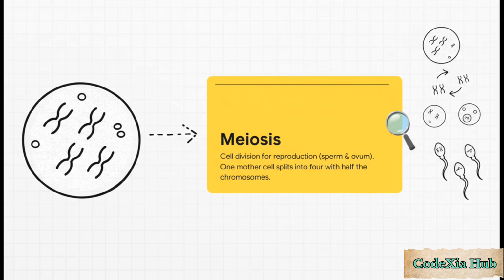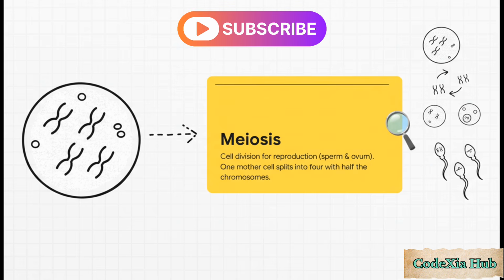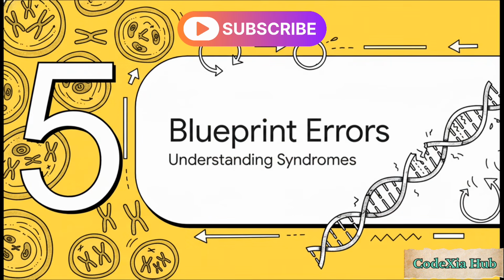And this one has a very specific purpose: reproduction. Instead of making two identical cells, meiosis takes one cell and divides it into 4 unique cells, sperm or eggs. And here's the key. Each of those new cells only has half the number of chromosomes. Why? So that when a sperm and an egg combine, the new organism has a complete full set of instructions. Pretty clever, right?